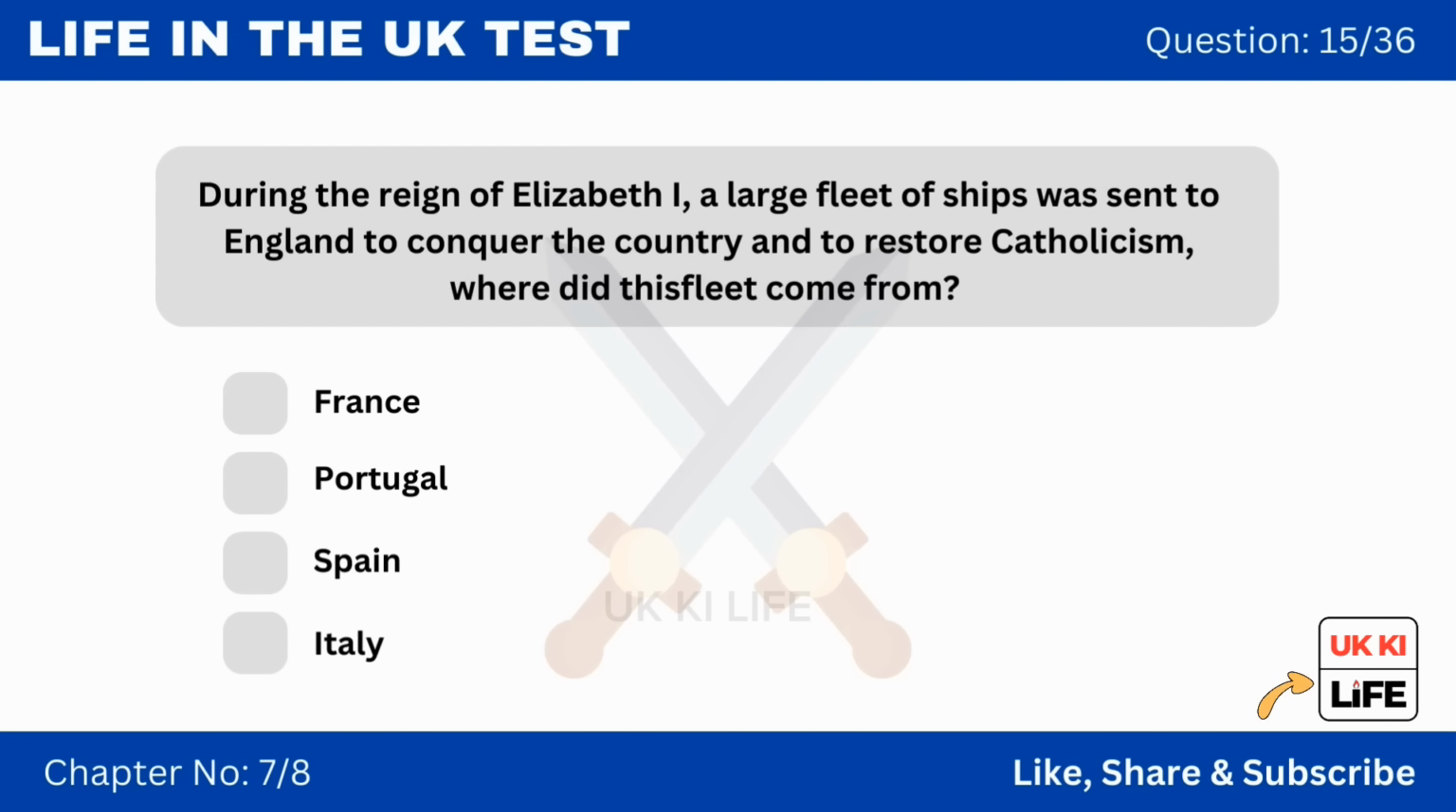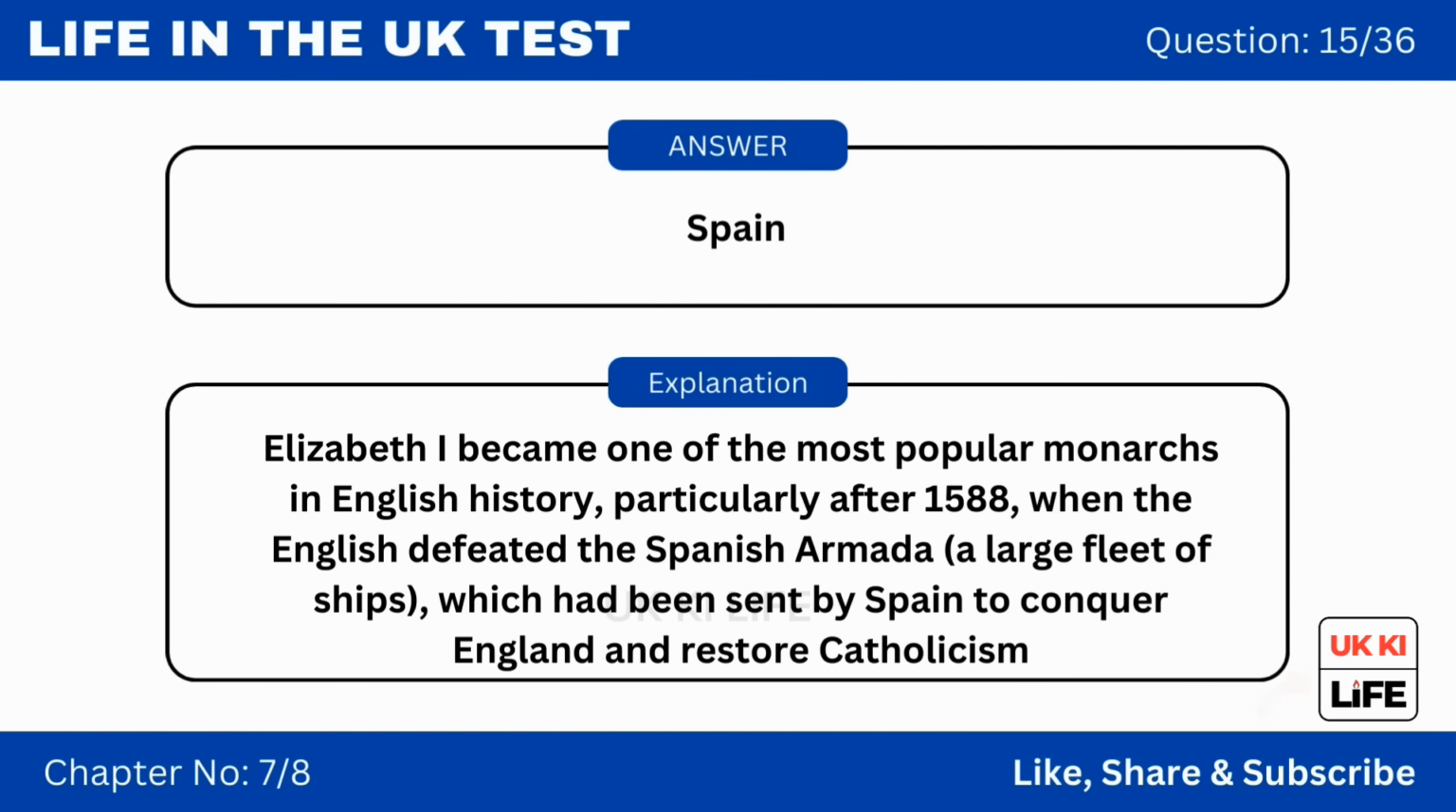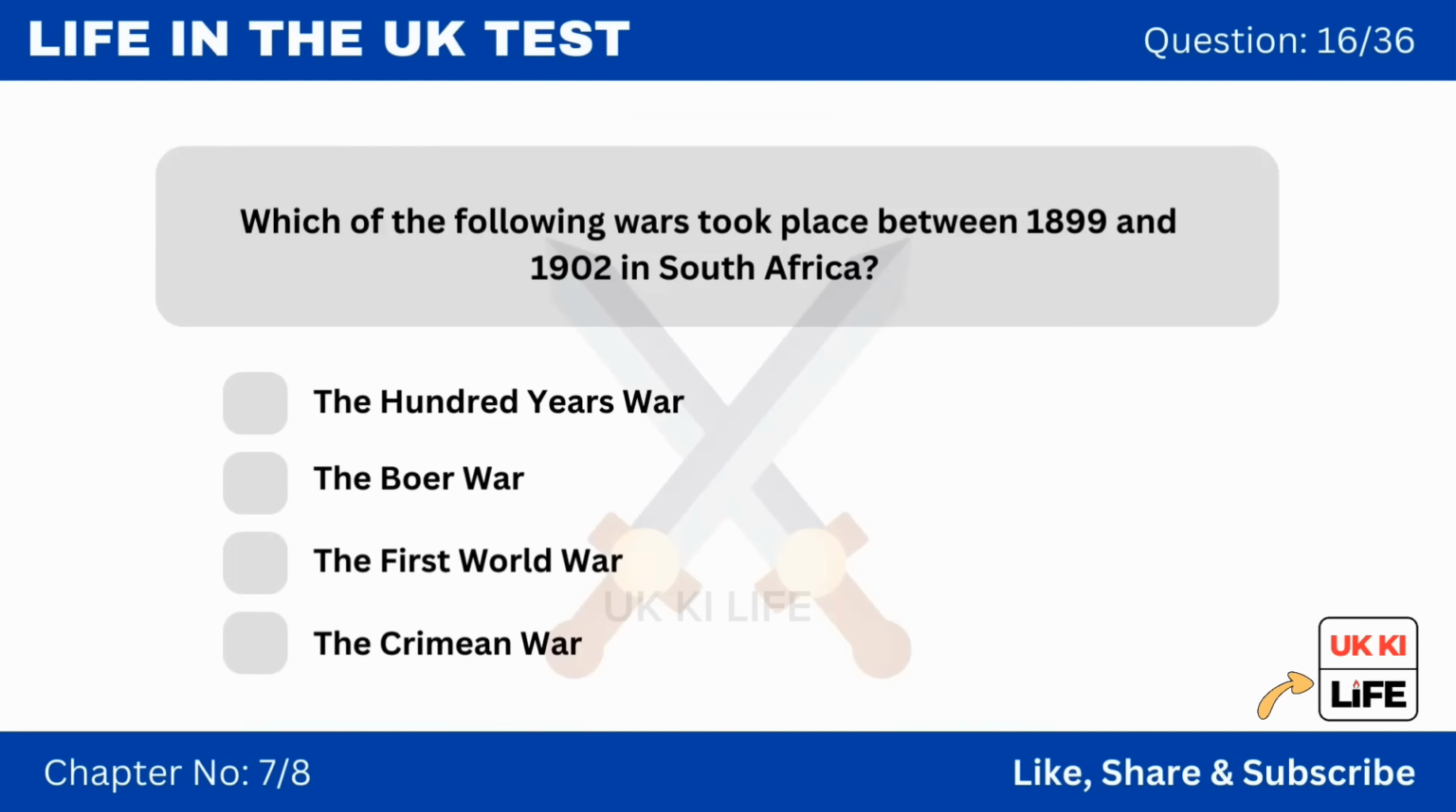The correct option is C. Explanation. Elizabeth I became one of the most popular monarchs in English history, particularly after 1588, when the English defeated the Spanish Armada, a large fleet of ships, which had been sent by Spain to conquer England and restore Catholicism. Question 16. Which of the following wars took place between 1899 and 1902 in South Africa? The 100 Years' War, the Boer War, the First World War, the Crimean War.